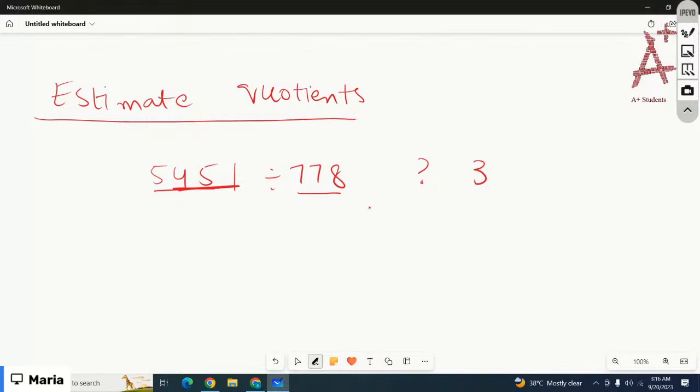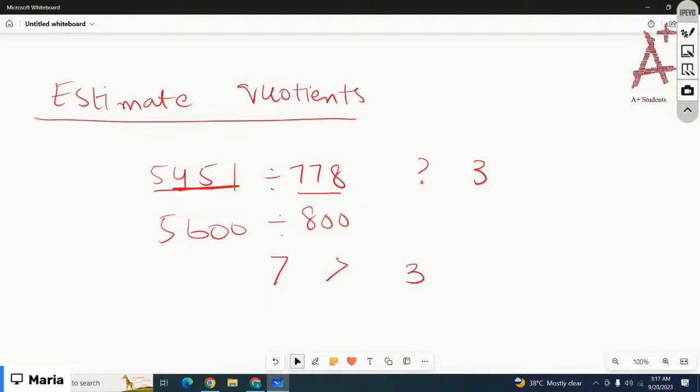You just have to write the compatible numbers, right? This is 5451, and this is 778. That means you can write 778 as 800, and you have to find a compatible number that is divisible by 8 and is near to 5400 something. So 8 times 7 is 56, 5600, right? That is just the compatible number. So when you divide 5600 by 800, that would be just 7. You have to compare 7 and 3.